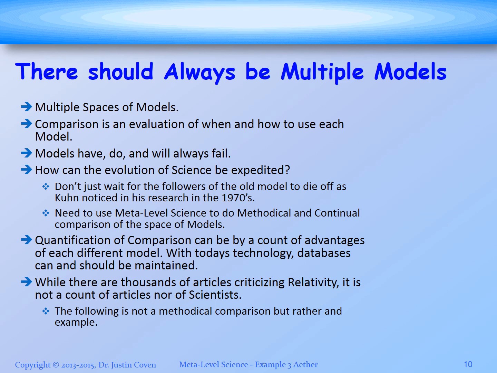Quantification of comparison can be by count or other methods of advantages of each different model. With today's technology, databases can and should be maintained. While there are thousands of articles criticizing relativity, it is not a count of articles nor of scientists. Note that the following comparison is not methodical, but rather an example of how to do a comparison.